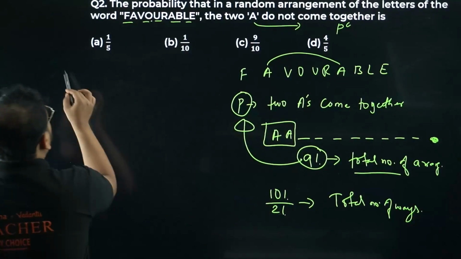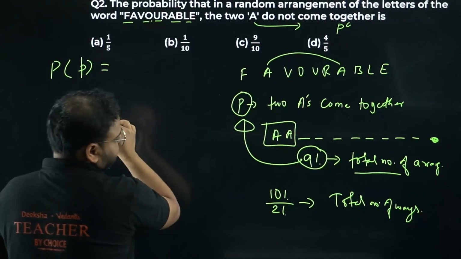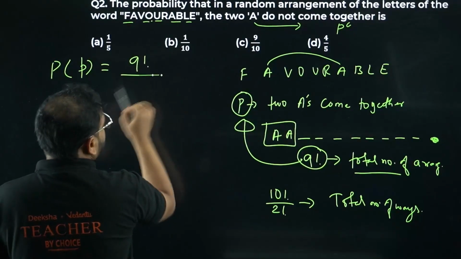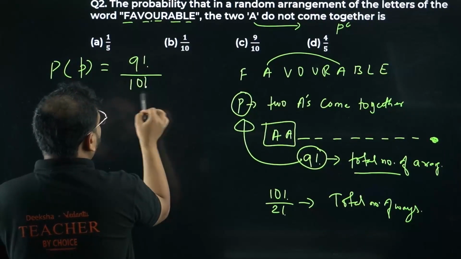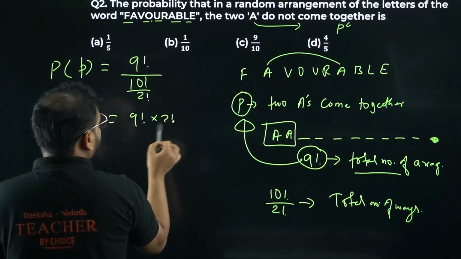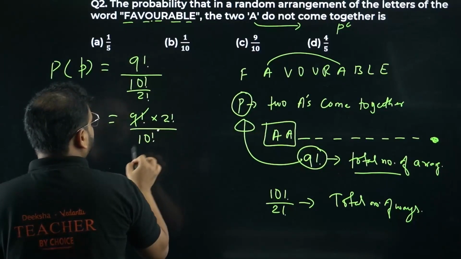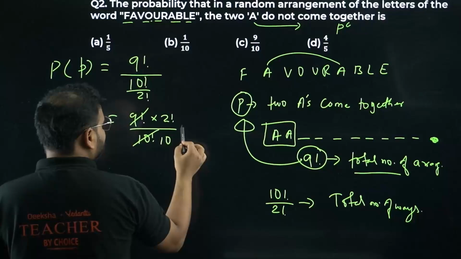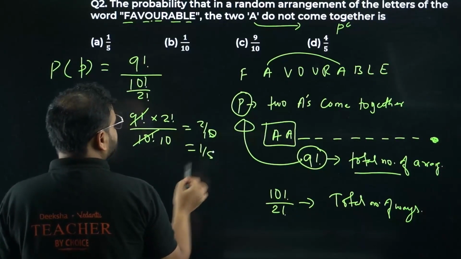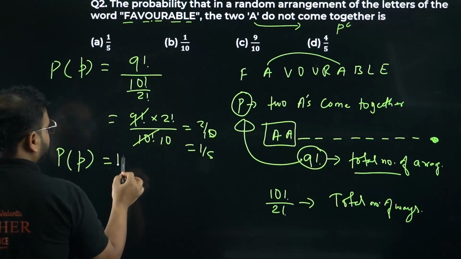Now we're finding the probability of the event P. It'll become 9 factorial upon 10 factorial by 2 factorial, so it'll become 9 factorial times 2 factorial upon 10 factorial. We can cancel this and this, so simply 10. I'll have this as 2 by 10, which becomes 1 by 5. So the probability of the event P is given by 1 by 5.